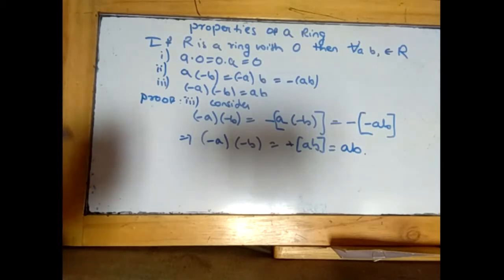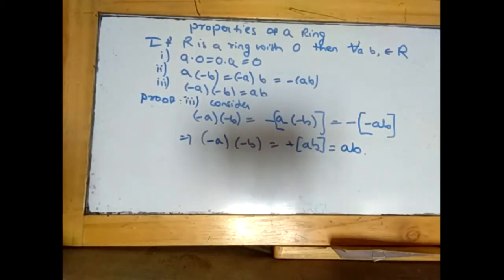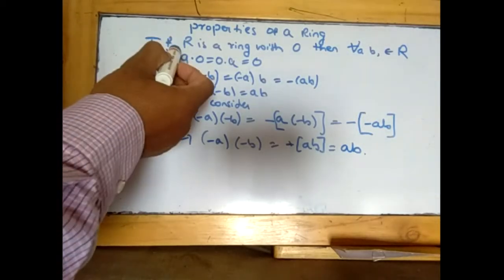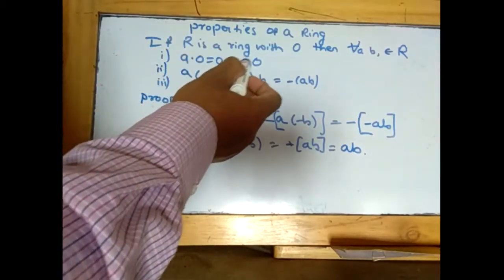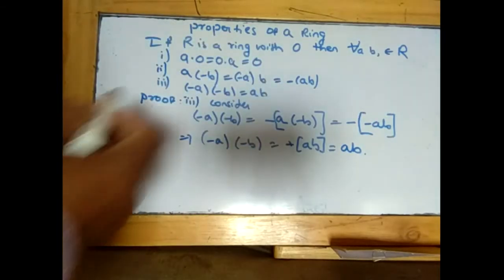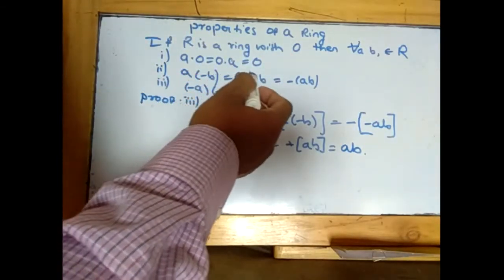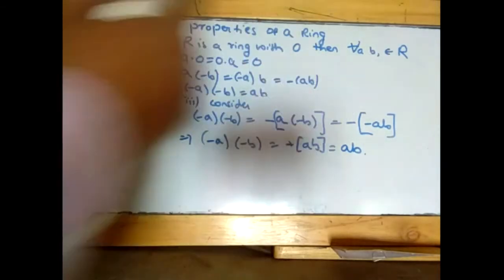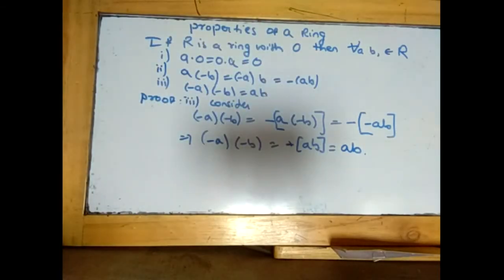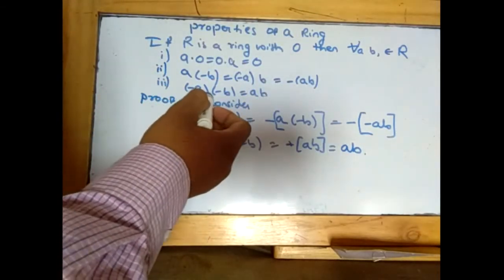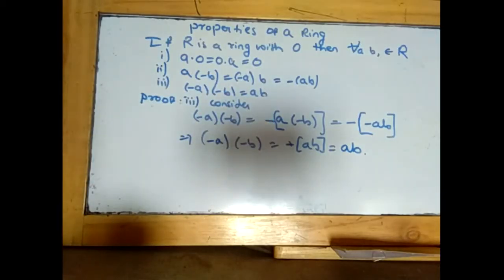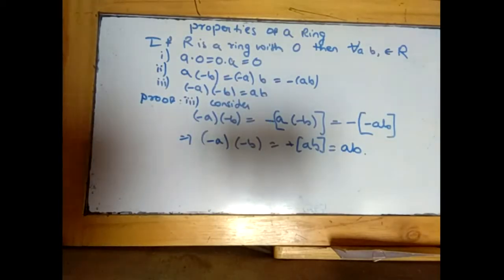Okay, so thus we prove the properties of a ring. So the first property is a into 0 is equal to 0 into a is equal to 0. Next, a into minus b is equal to minus a into b is equal to minus ab. And then minus a into minus b is equal to a into b.